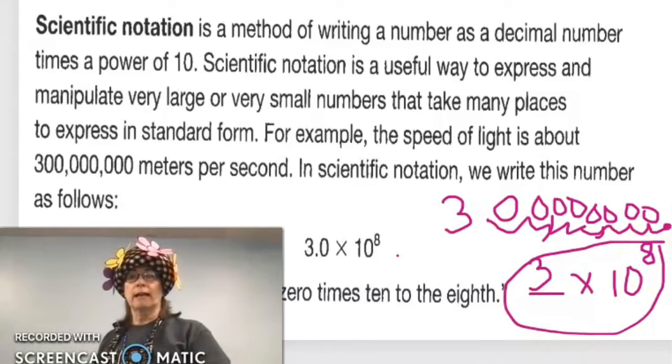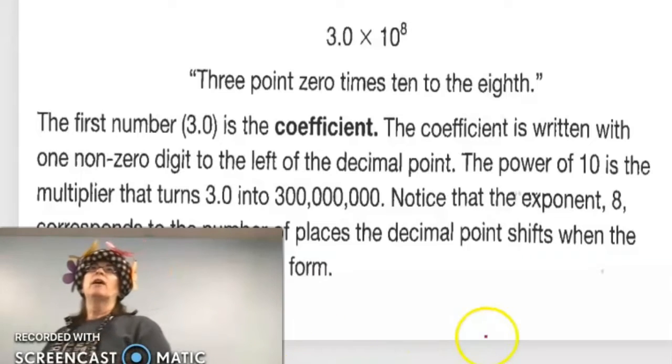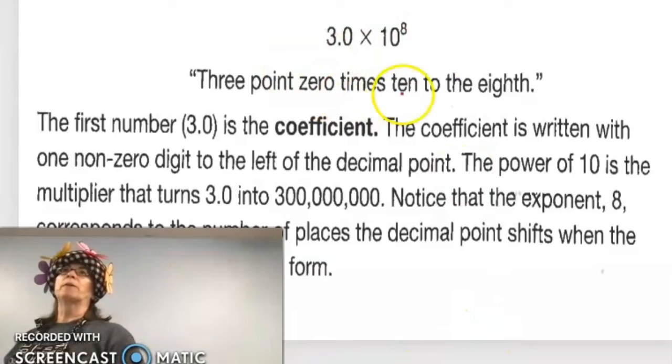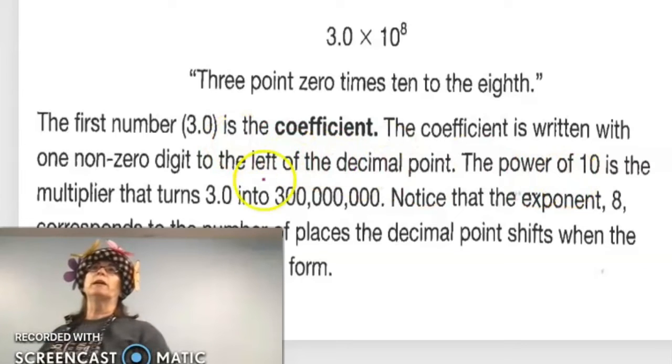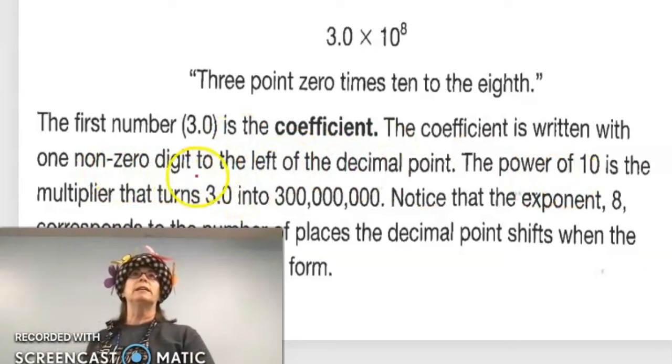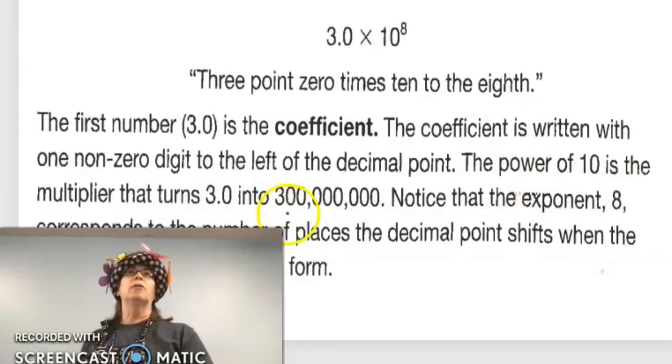Okay, so let's look at this one. And it says, this is what we're going to have, 3.0. The first 3 is the coefficient. The coefficient is written with 1 non-zero digit to the left of the decimal point. So 3.0. The power of 10 is the multiplier that turns 3 into 300 million. Notice that the exponent 8 corresponds to the number of places the decimal point shifts.